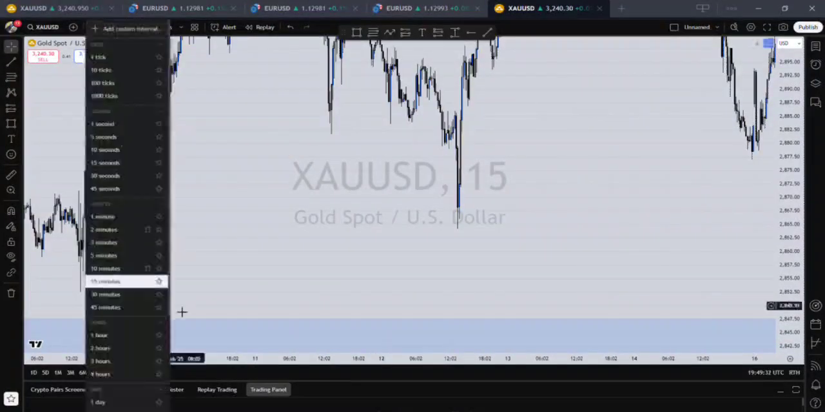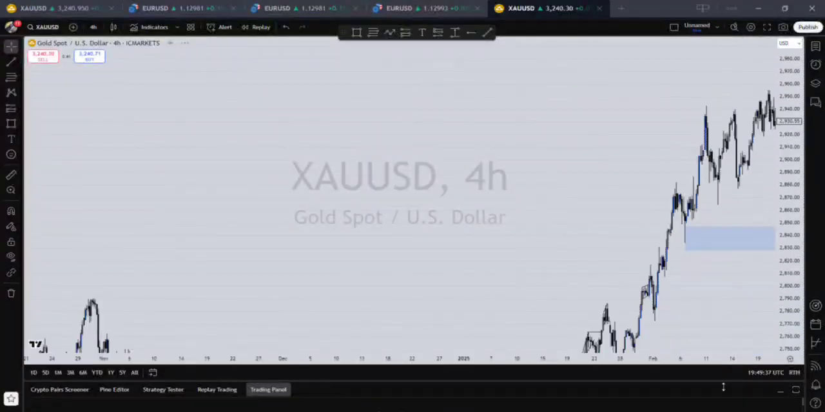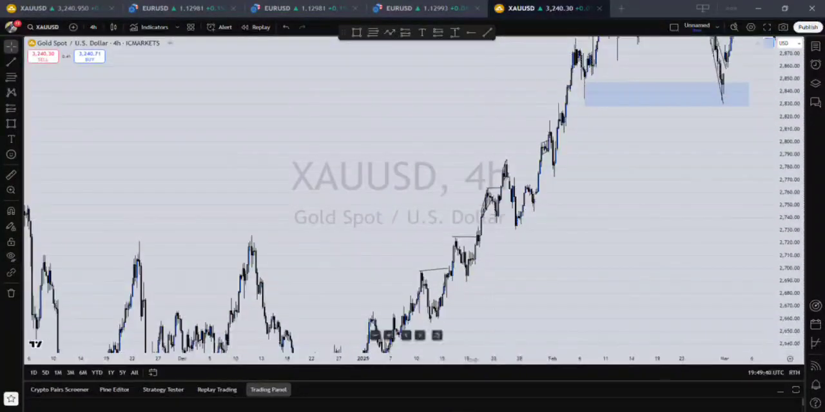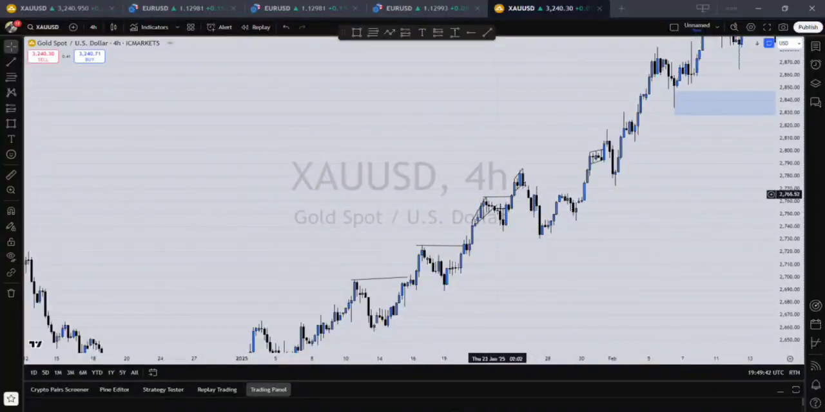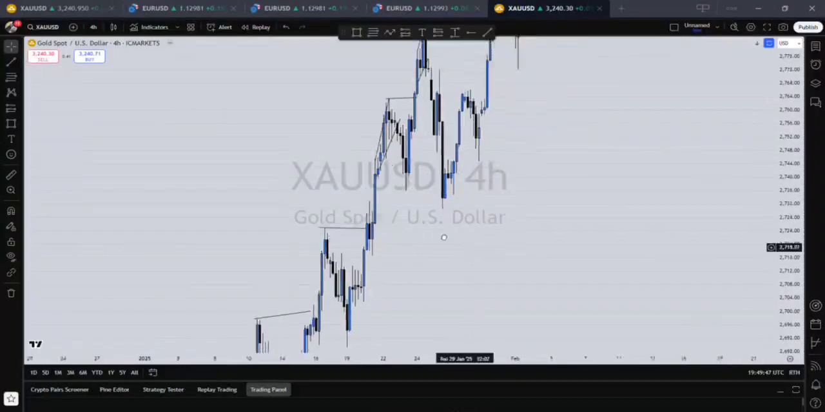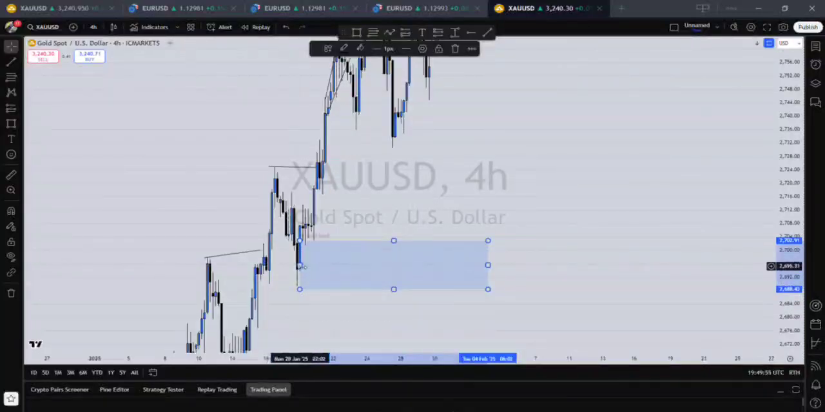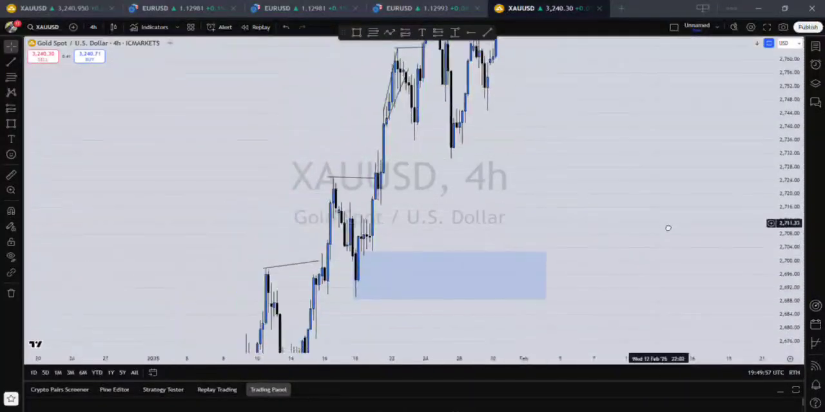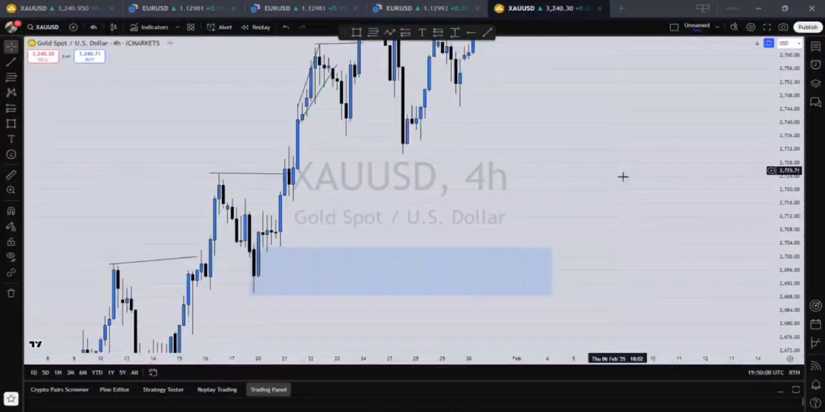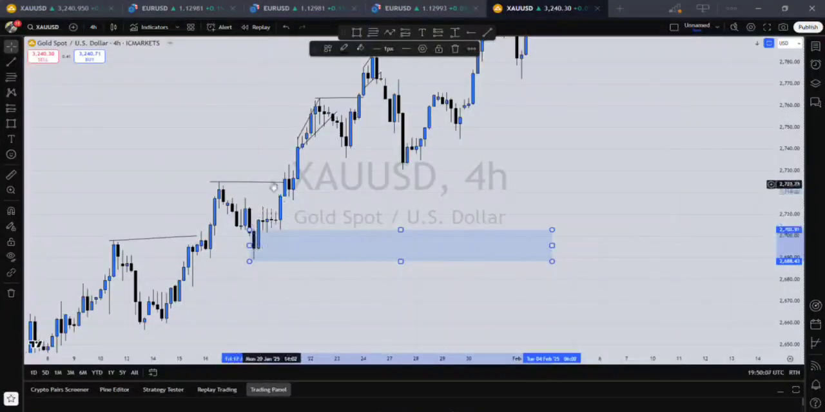So, for example, just like I counted this third break, this trend would have changed if price had raided this demand out, because this is the last low before the second break. I've talked about this in the first structure video. You can go and watch it to know the foundation of what I'm teaching now.